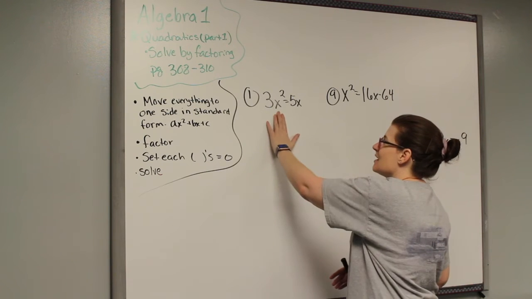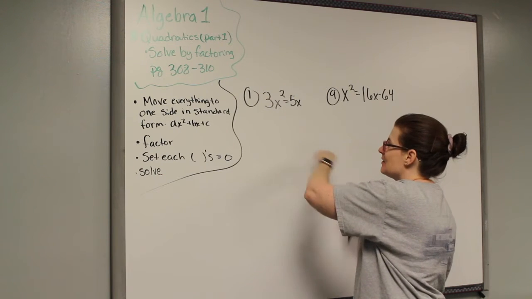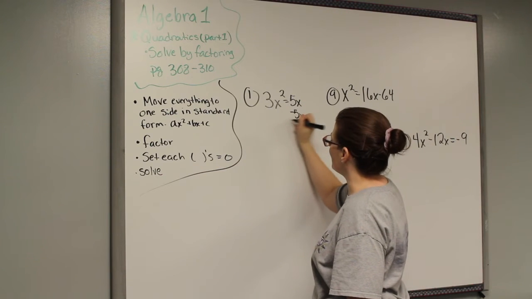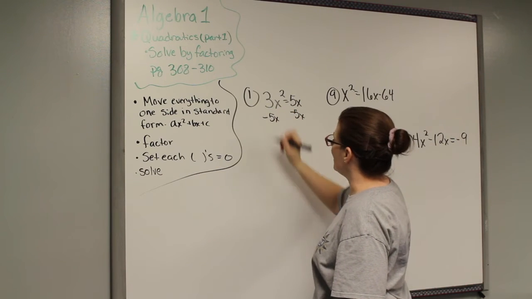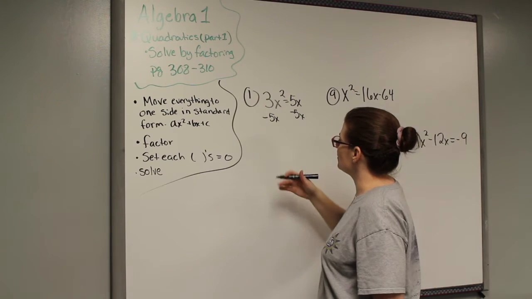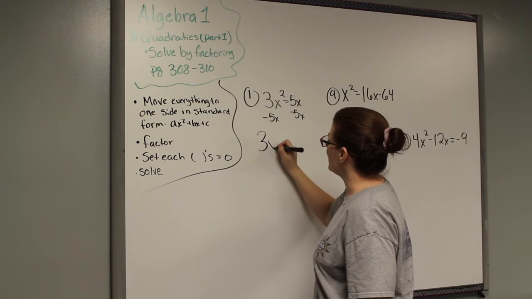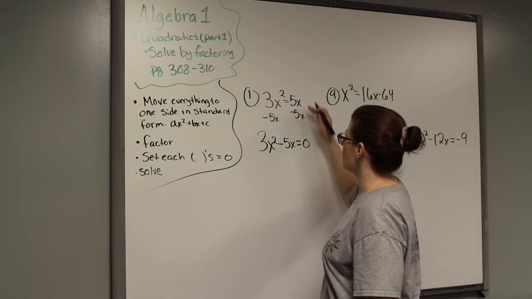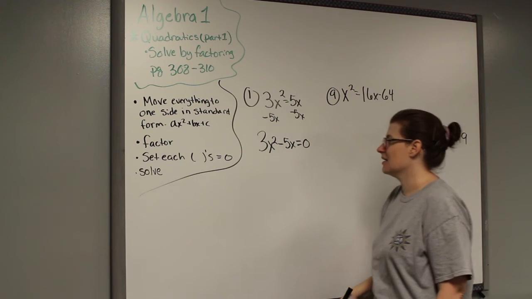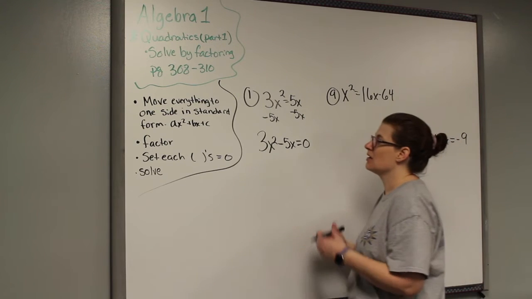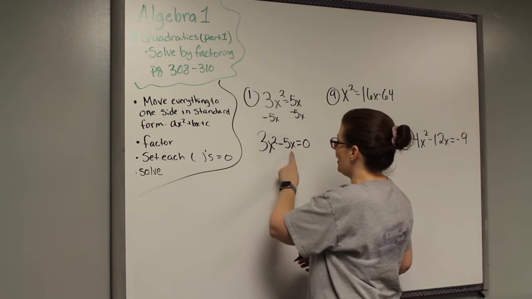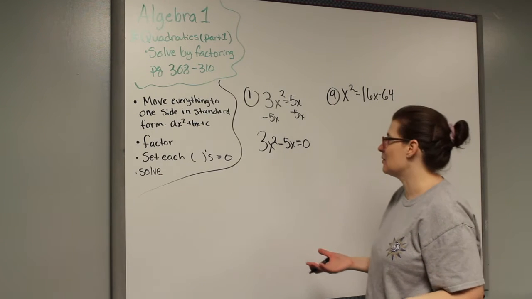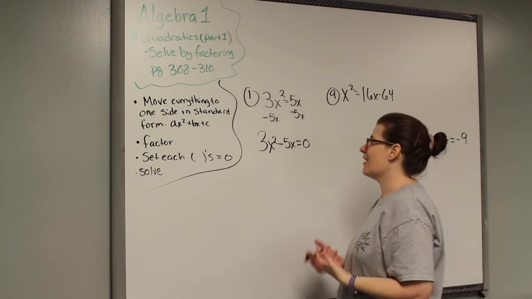So in this case, my 3x squared is positive on this side, so I'm going to move 5x over, just like we do in regular algebra. It's positive, so I'm going to subtract it. I'm going to get 3x squared minus 5x equals 0 because I moved everything from that side. That is my first step. Now, I don't have a c, I don't have a regular number. That's okay. I don't need to put plus 0 over there. And I'm going to factor this.